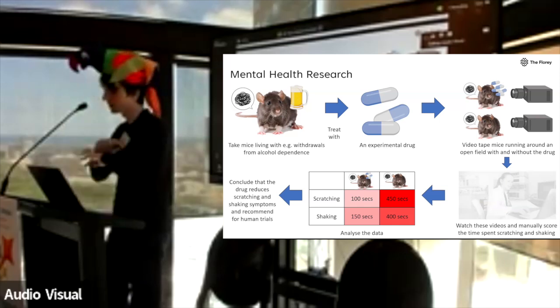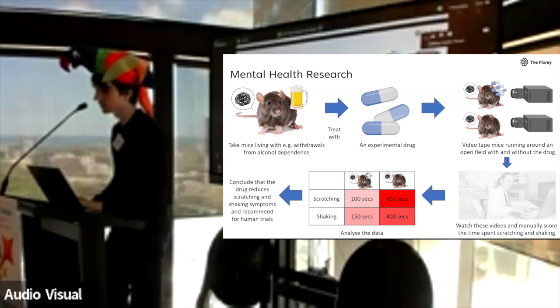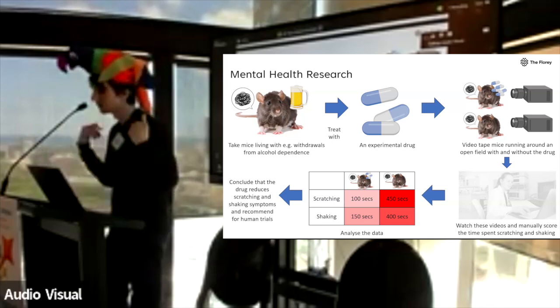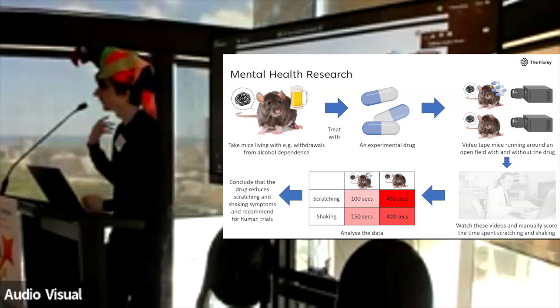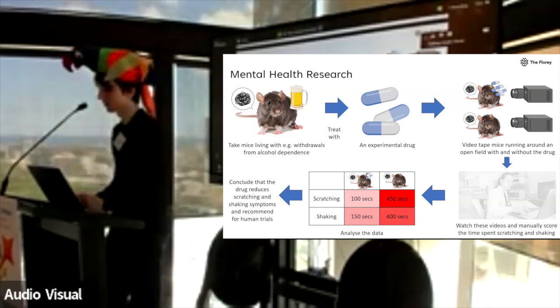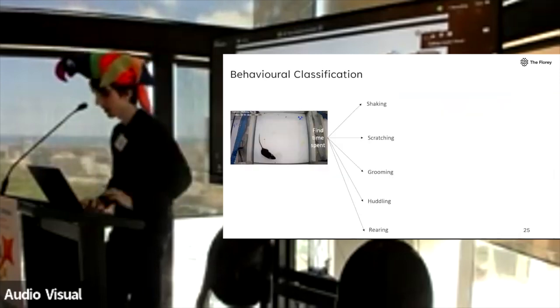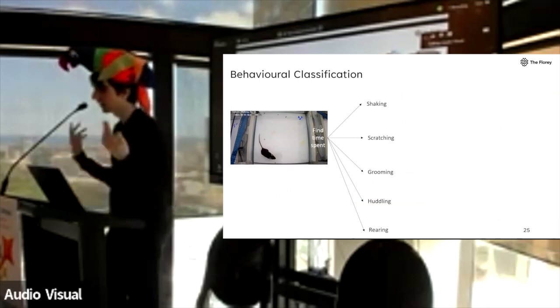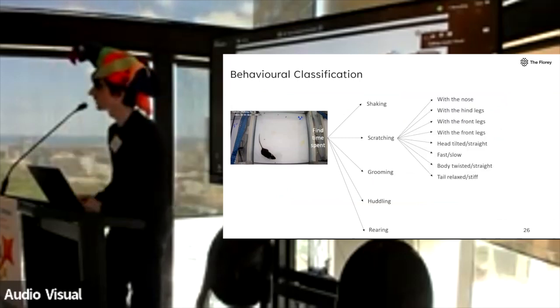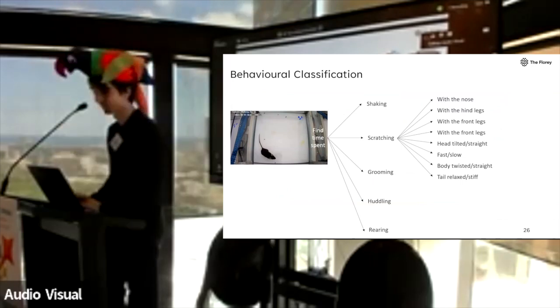And if we could just take away this time loss, we would have so much more time for doing new experiments into the development of drugs for other mental health disorders. And that's what I want to do for my PhD project. I want to use AI to create a tool that can watch videos of mice and automatically classify the time spent performing behaviors.